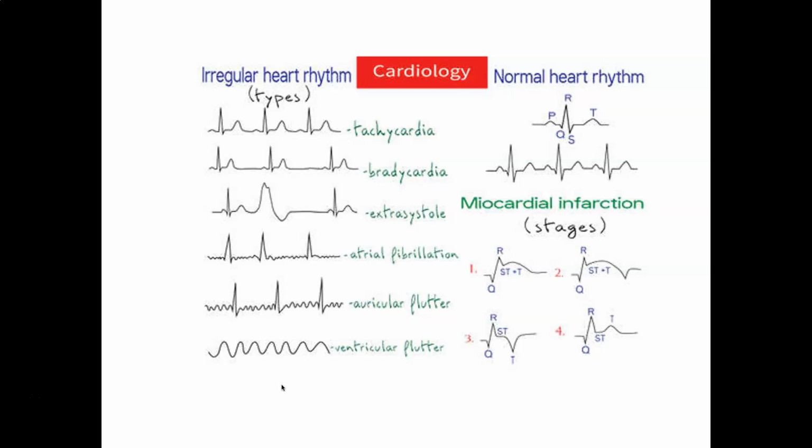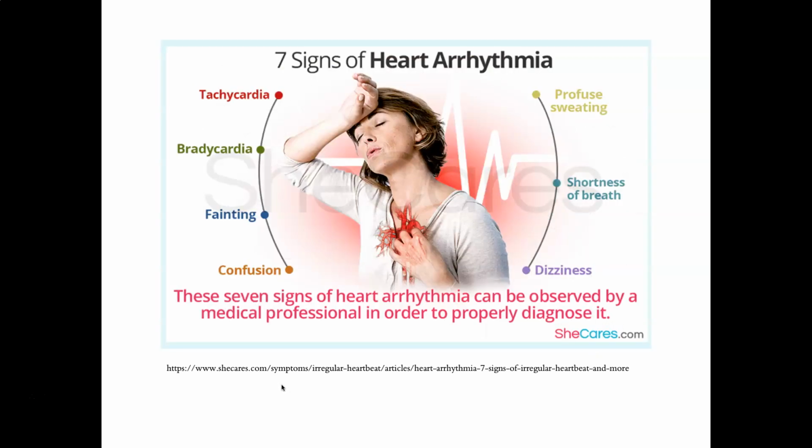You can see on the right at the top, they give you the normal heart rhythm, so you can compare that. And then at the bottom, it should say myocardial infarction. It should be MYO, myocardial infarction. And that is the stages of a heart attack. So you can see 1, 2, 3, 4, how that affects your heart rhythm. 7 signs of arrhythmia include tachycardia, bradycardia, fainting, confusion, profuse sweating, shortness of breath, and dizziness. And remember, tachycardia means your heart rate is too fast. Bradycardia means it's too slow.